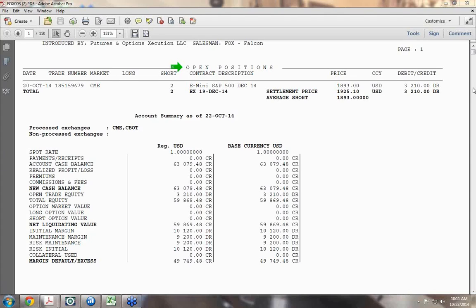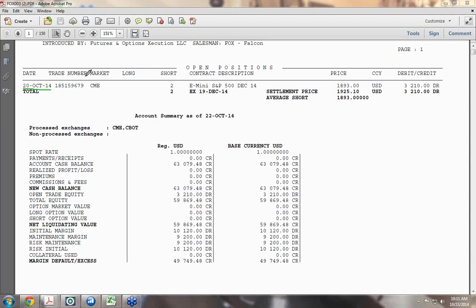So we have the open positions right here in the section, and this is going to show the details of those positions underneath. We're going to take a quick moment to make sure that everyone's on the same page as far as the columns and what everything means in this open positions section. The first thing we have here is the date, which is indicative of when the position was established.